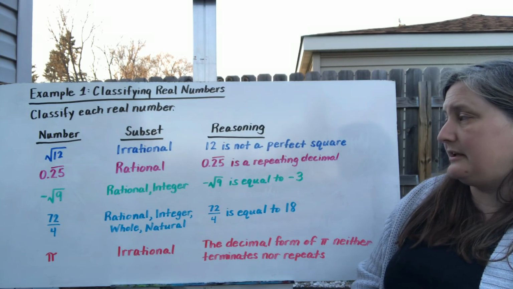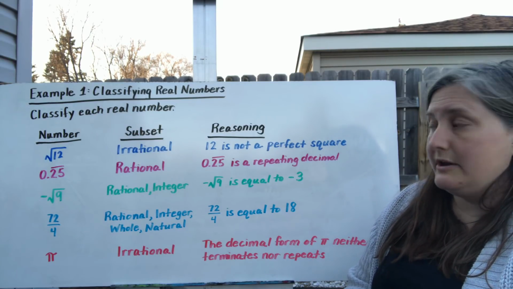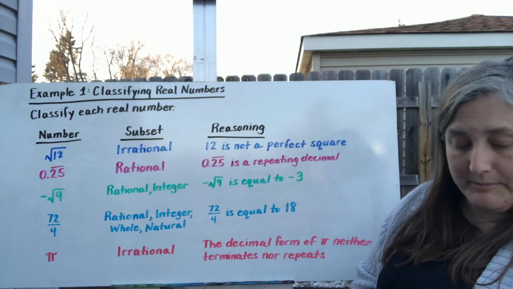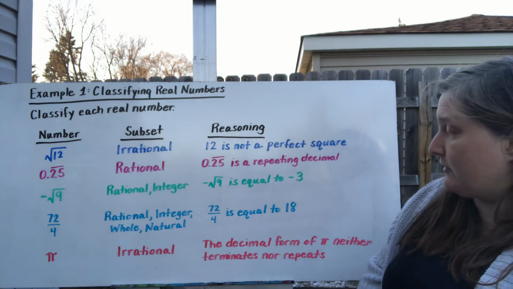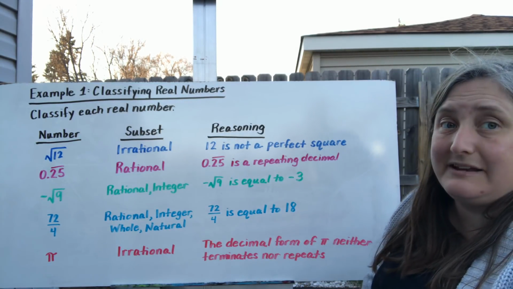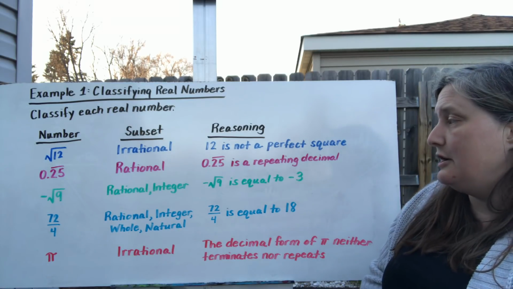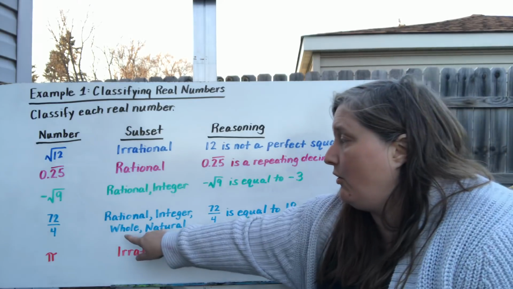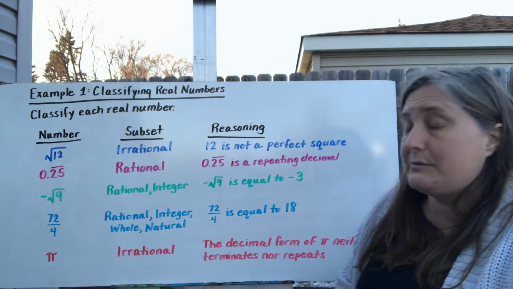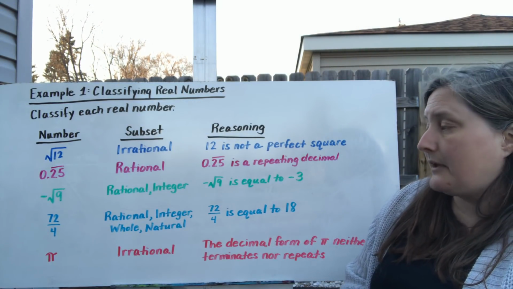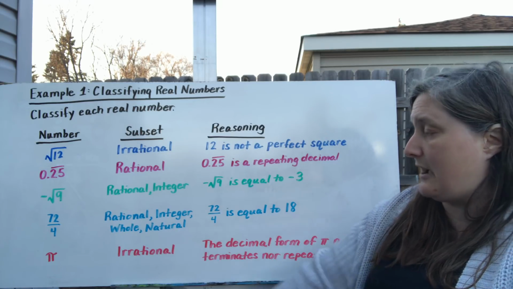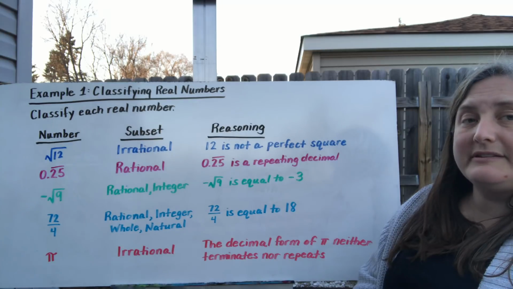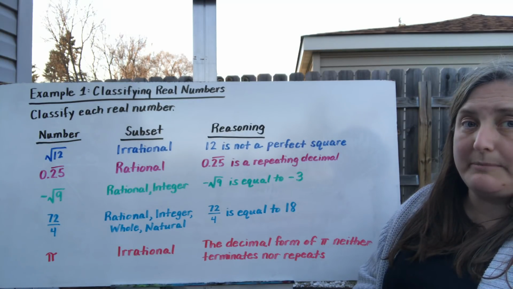72/4. This one is actually a rational number, an integer, a whole number, and a natural number, because 72/4 is actually just equal to 18 if I divide or simplify. So it fits in all these categories. 18 is a counting number, a whole number, an integer, rational. So I'd want to list all of those. And lastly, pi. Pi is an irrational number because it actually represents a decimal that does not end and does not have a repeating pattern.